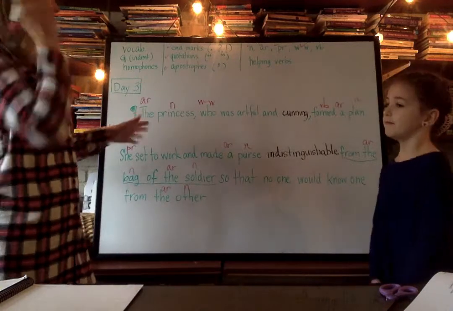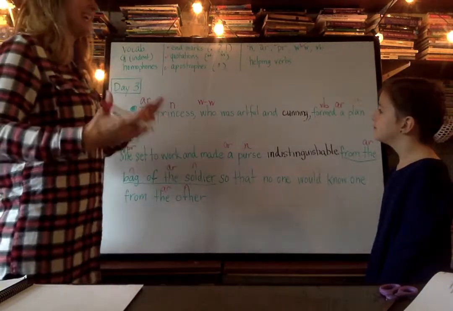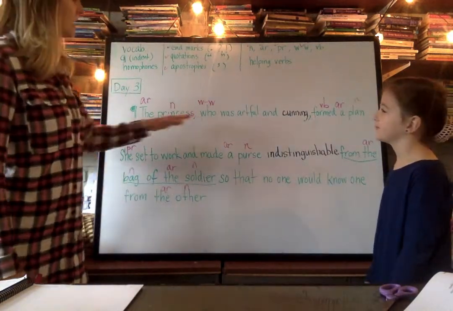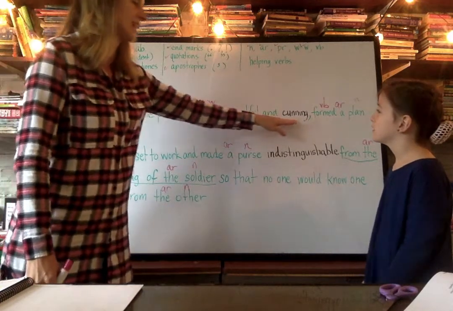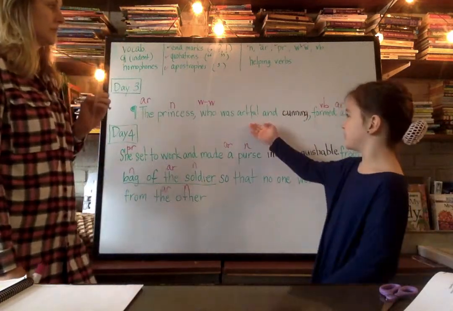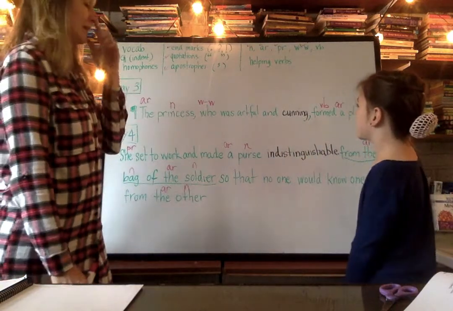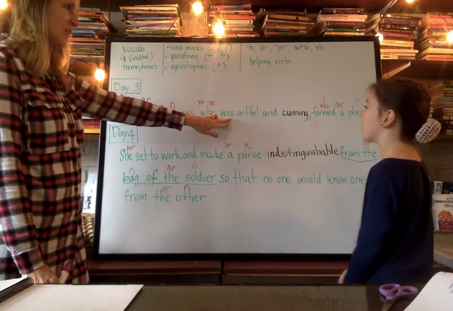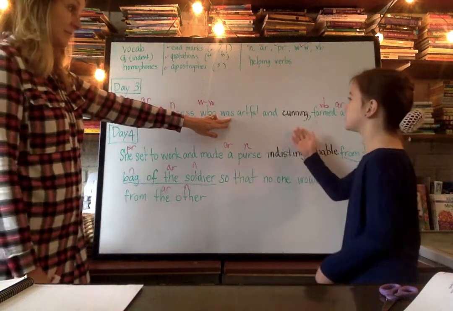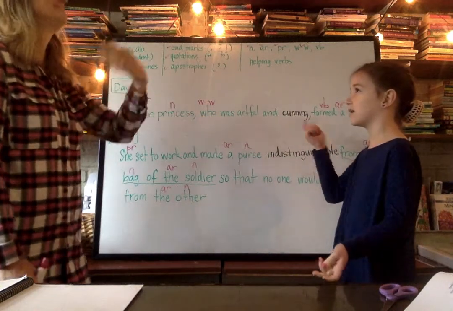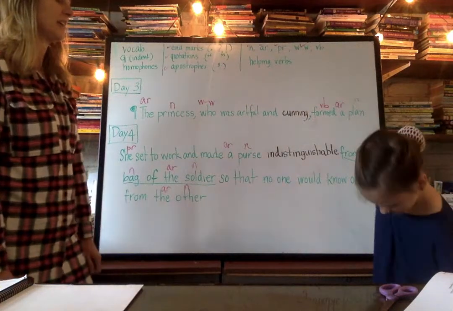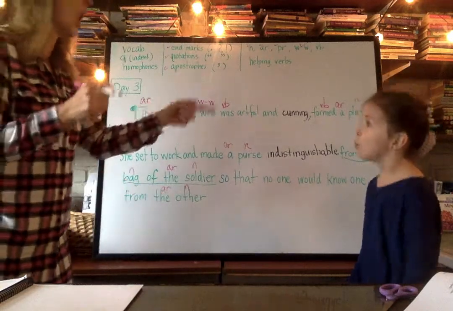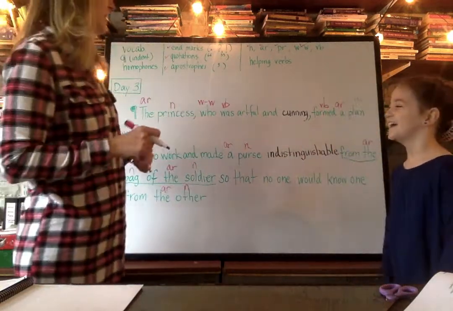Now, in this sentence, is the princess being anything? We know she's doing something, but is she being anything? The princess who was artful and cunning. I guess you would say she's being artful and cunning. Very good. But it says who was artful and cunning. Was right there is our verb. So was is a state of being verb, and it's also a helping verb. So let's go ahead and put that on there. Am, is, are, was, were, be, being, been. State of being verbs. Very good.